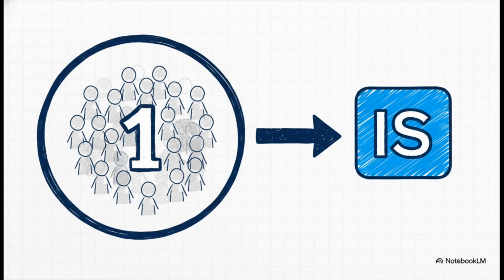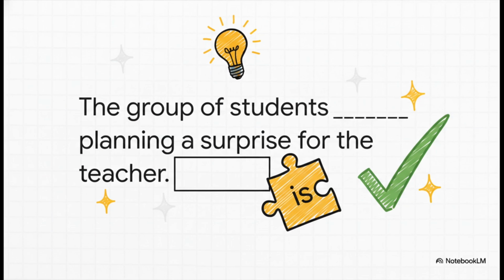The main subject is the group, and since there's only one group, the subject is singular, and that means it needs a singular verb. And that means the correct answer has to be A, is. The group of students is planning a surprise. See? Simple when you break it down, right?